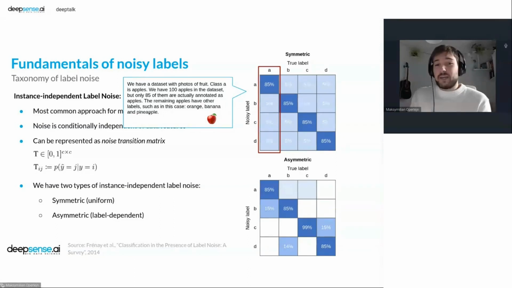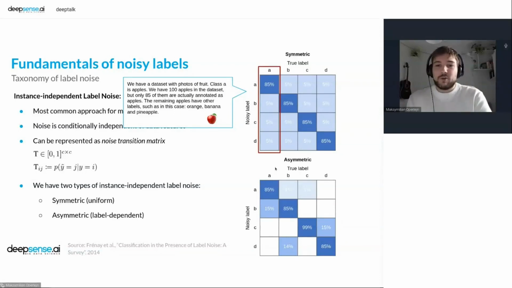The remaining apples have other labels, such as in this case orange, banana, or pineapple. So as you can see, we got some different labels here, different classes here, and we got 5% of the true class, true label A being misinterpreted, or being represented in the noisy dataset, as for example class C. So as you can see, it sums to 100 because it's like a probability. And then we got the same for all classes. So as you can see, we have equal probability here because it's a symmetric noise, so a symmetric noise transition matrix. So it means that the true label is flipped into other labels with equal probability.